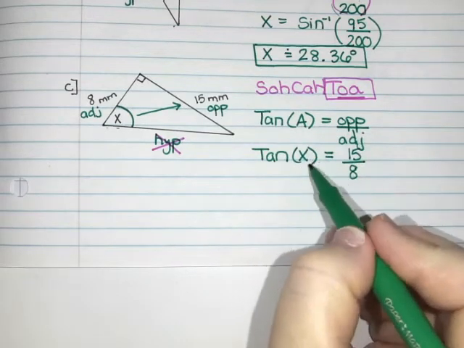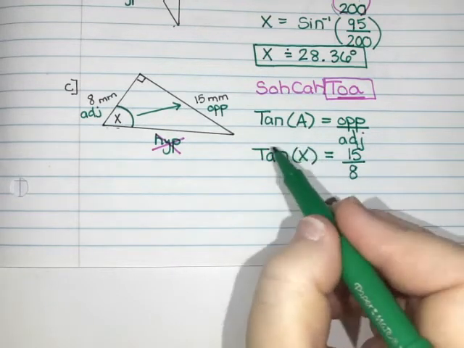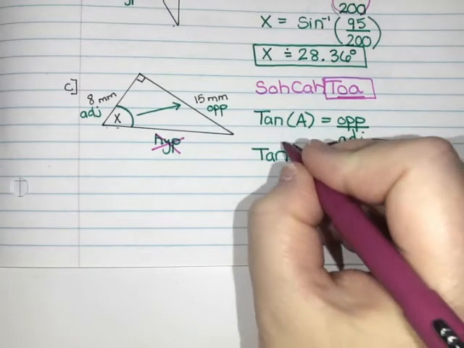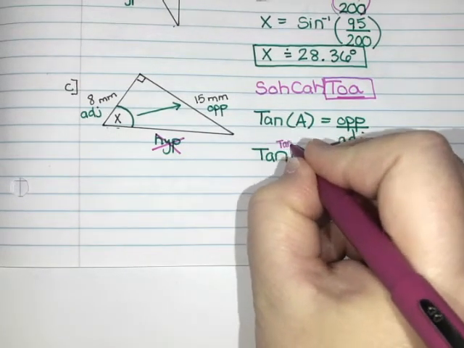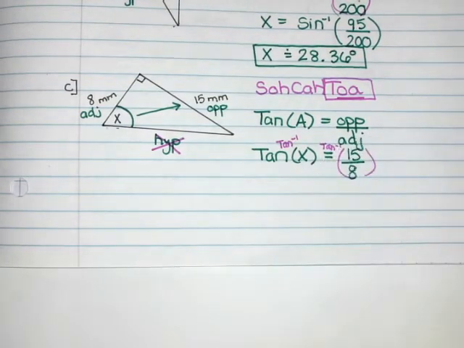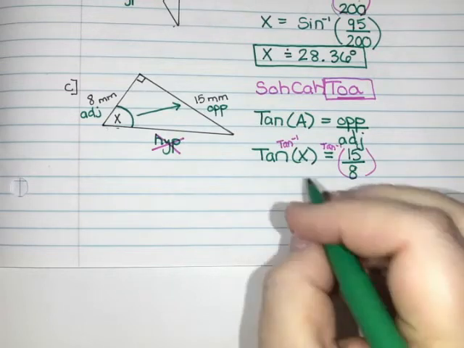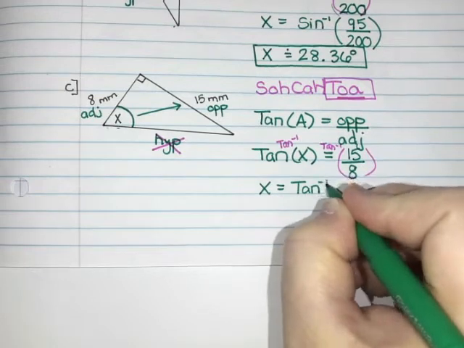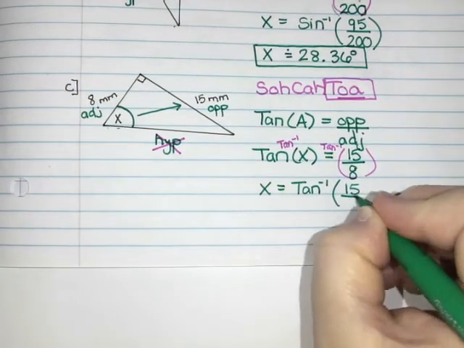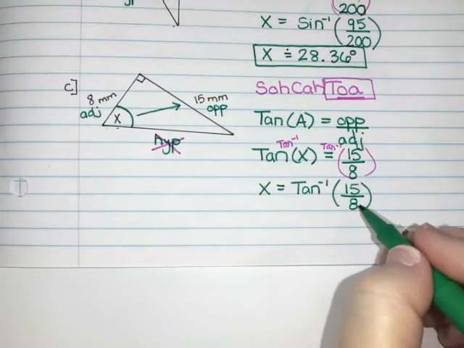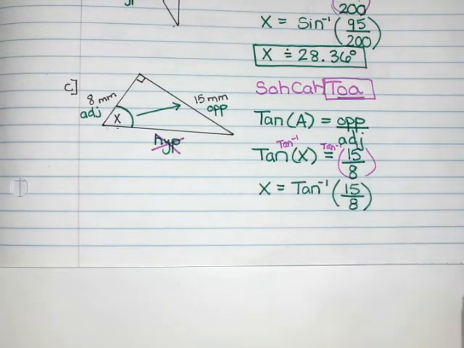What I want to do instead is, because the x is with the tan, I want to find a way to get rid of the tan. And in order to get rid of the tan, we do the opposite of tan, which is the inverse tan. So I'm going to do the inverse tan of both sides. So I get that x equals the inverse tan of 15 divided by 8. That bracket is important because it shows that the 15 and the 8 are part of what's being inverse tanned.